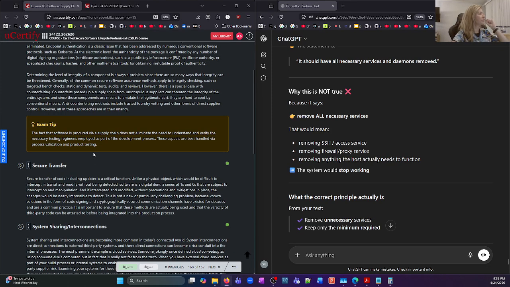The fact that software is produced via a supply chain does not eliminate the need to understand and verify the necessary testing regimes employed as part of the development process. These aspects are best handled via process validation and product testing.